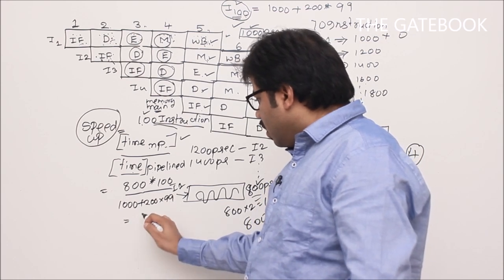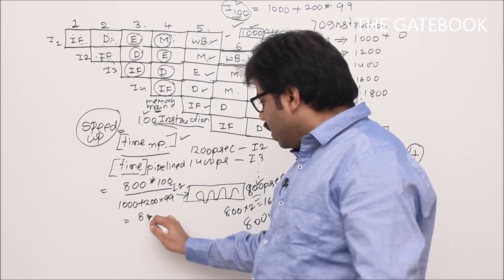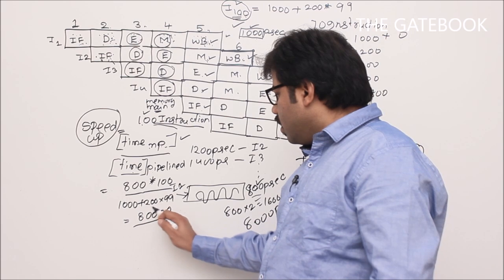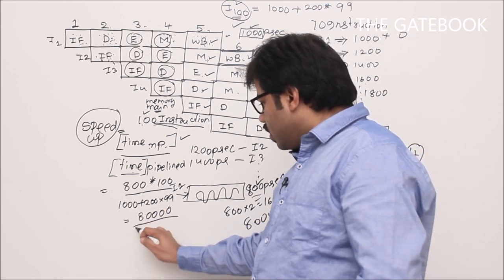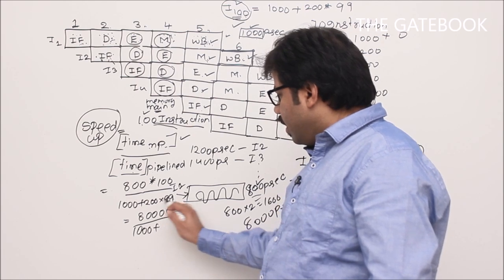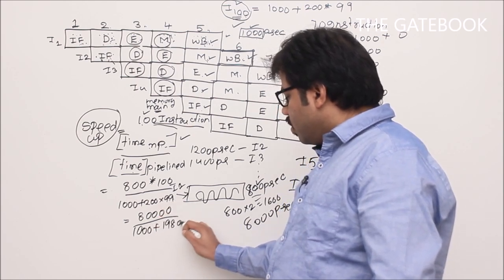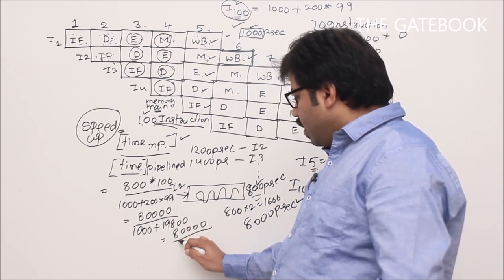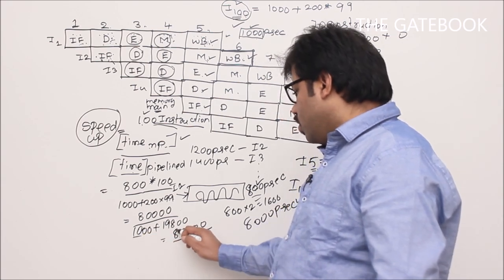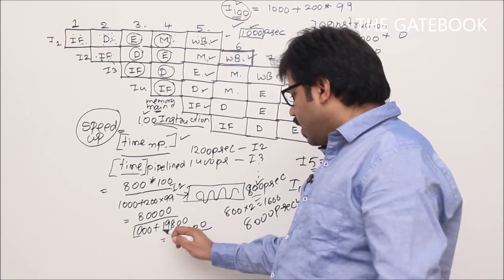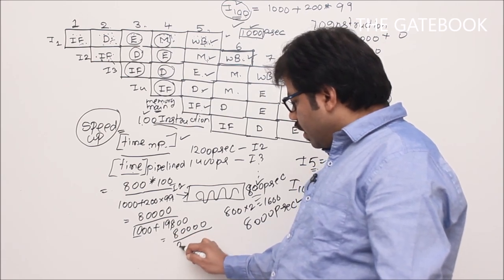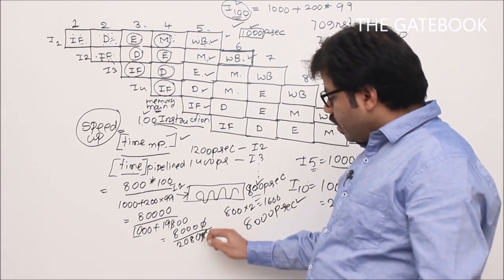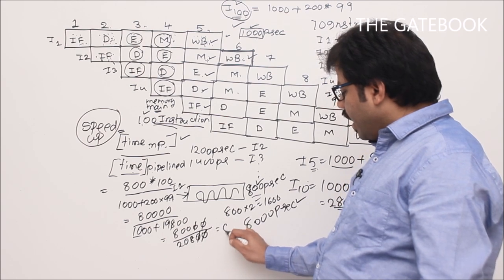800 into 100 is 8 into 10 to the power of 4, divided by 1000 plus 200 into 99. 99 2s are 198, that is 19800. So it becomes 80000 divided by 19,800 plus 1000. Is it not 20,800? Yes. If I simplify it, the 00 will get cancelled, so it will be 800 by 208.